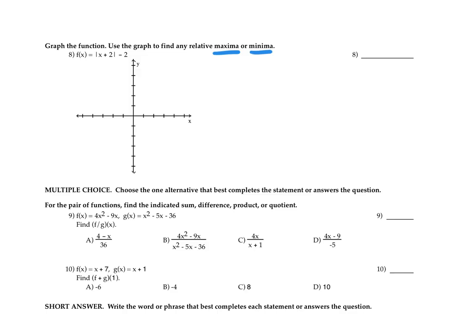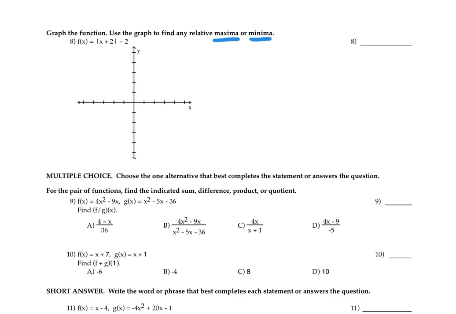If you don't remember where your absolute value button's at in your calculator, let me know and I can show you again. I know we've talked about it a couple of times, but it's kind of hidden, especially in the TI calculators.